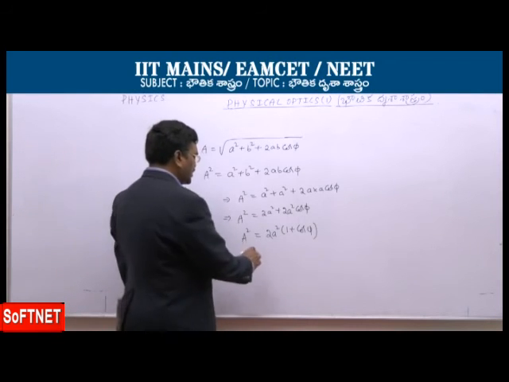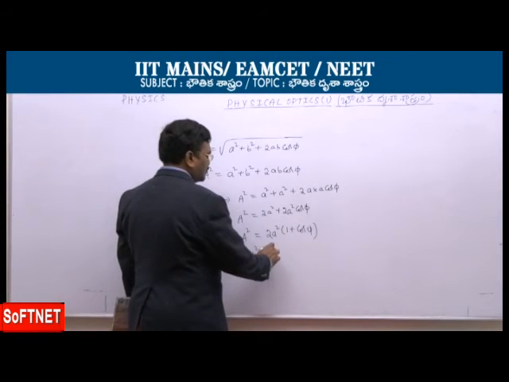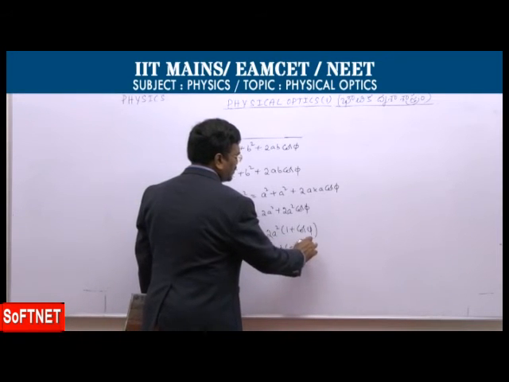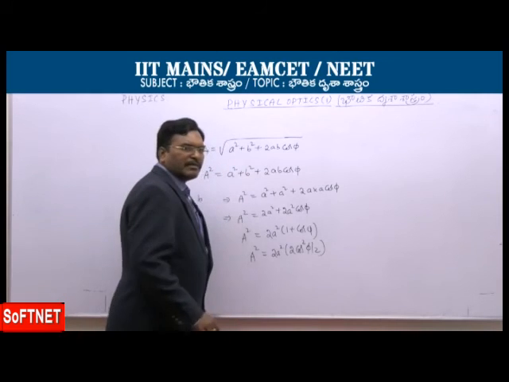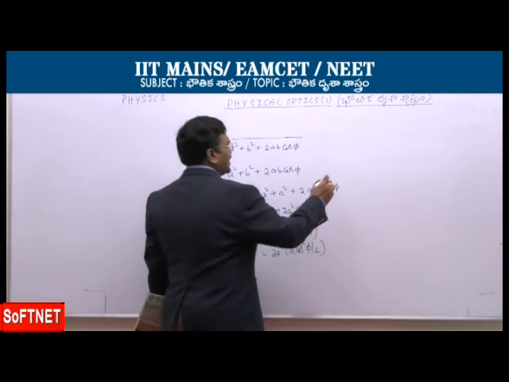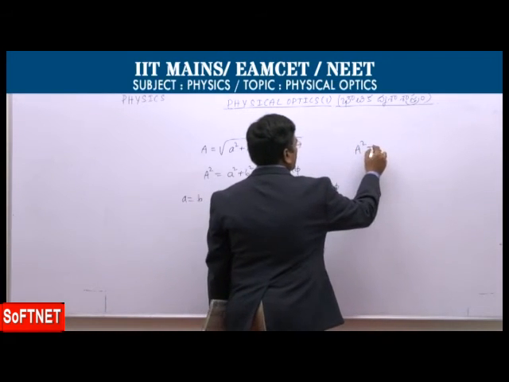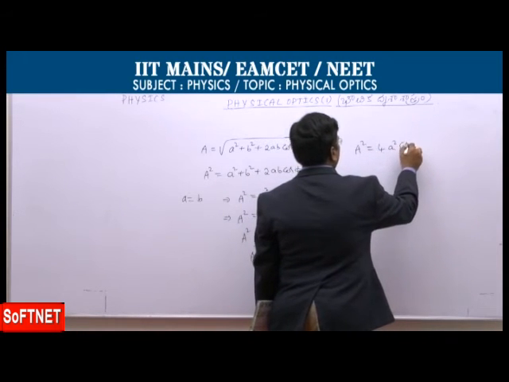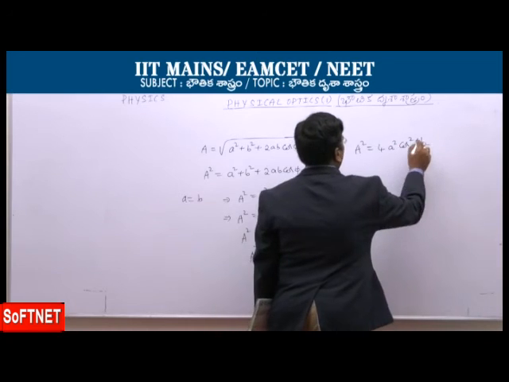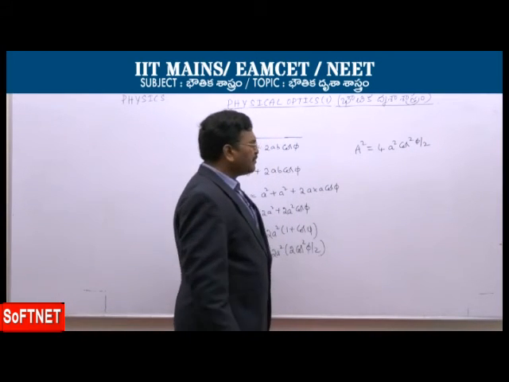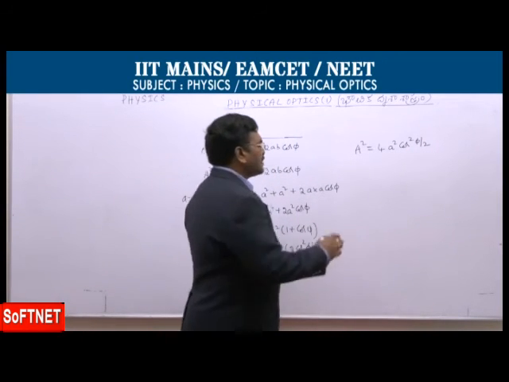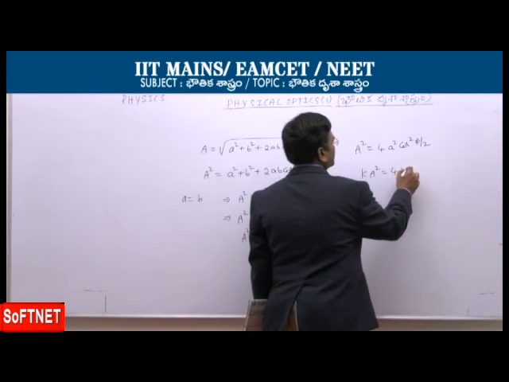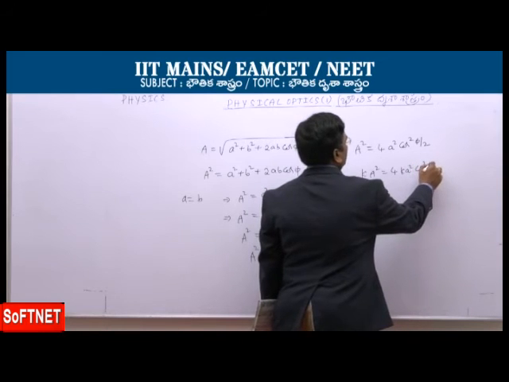A squared is equal to 2a squared into (1 plus cos phi), which is 2 cos squared phi by 2. So from this, A squared is equal to 4a squared cos squared phi by 2. Now, multiplying by k on both sides, kA squared is equal to 4 into ka squared into cos squared phi by 2.